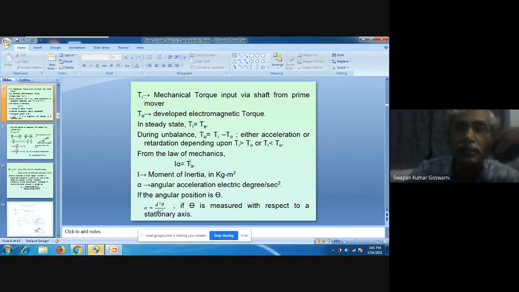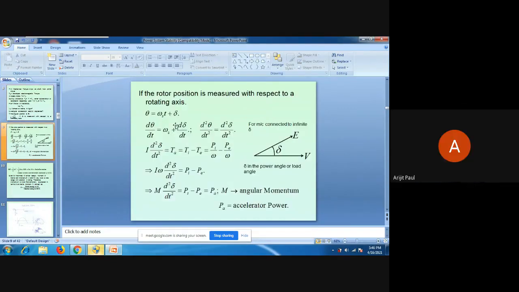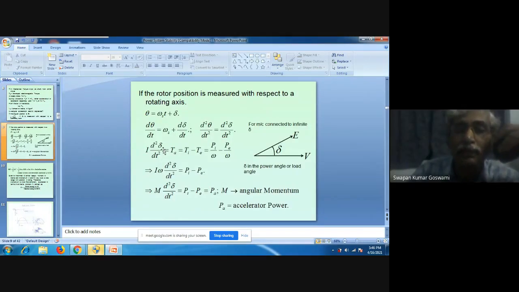That means accelerating torque is moment of inertia into angular acceleration. This is known to you from mechanics. So in place of I alpha, we are writing I d2 delta dt2, because d2 delta dt2 is the angular acceleration. So I d2 delta dt2 equals TA. TA means input torque minus output torque. What is input torque? It is input power divided by rotor speed. And the output torque is output power divided by the rotor angular speed omega.